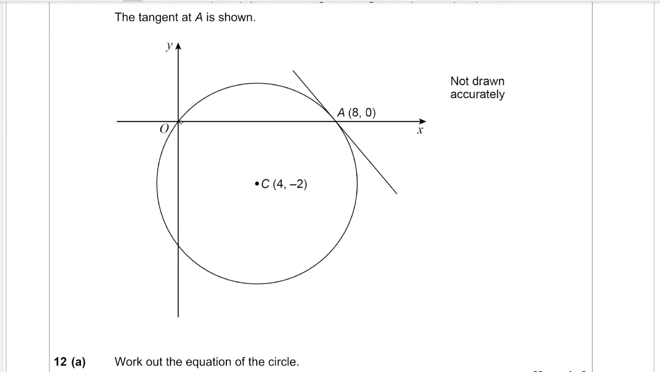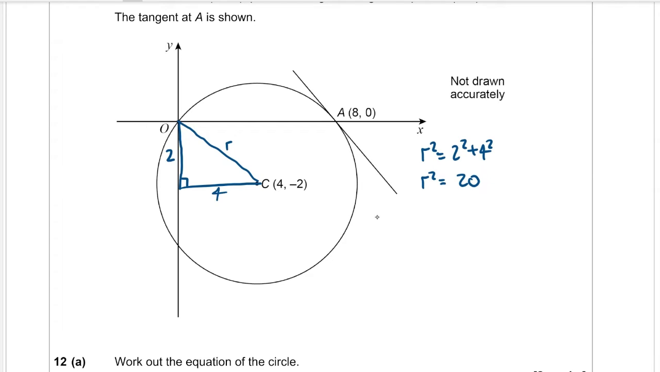So the radius I'm going to be able to work out by drawing a line here and writing r, and then by Pythagoras' theorem we could draw a little right angle triangle in here. This is going to go down 2 because it's going to get to the y coordinate of minus 2 from 0, and it's going to go across 4 because it's going to go to the x coordinate 4 from 0. So I can write that r squared is equal to 2 squared plus 4 squared. So r squared is equal to 20.